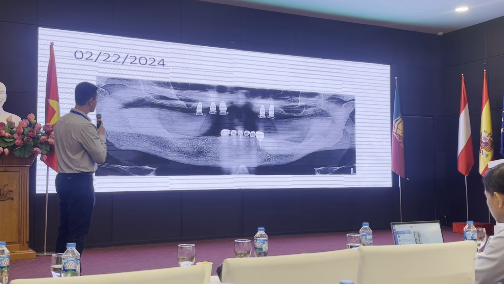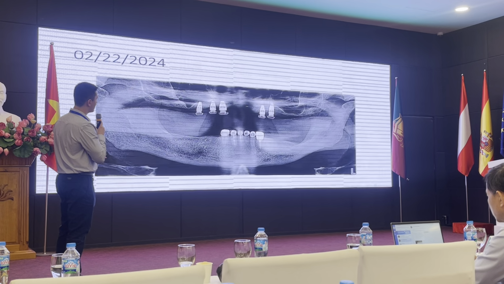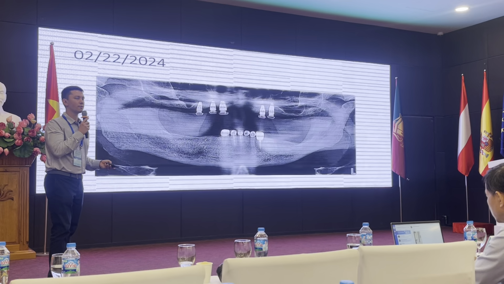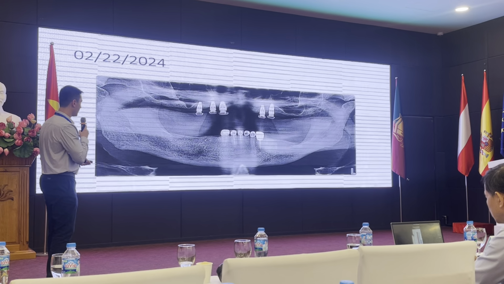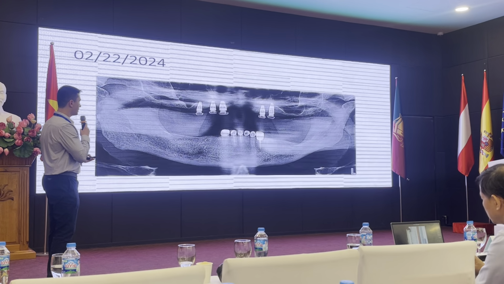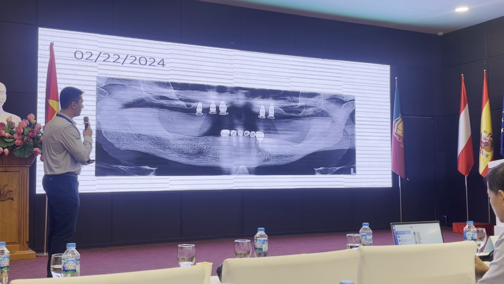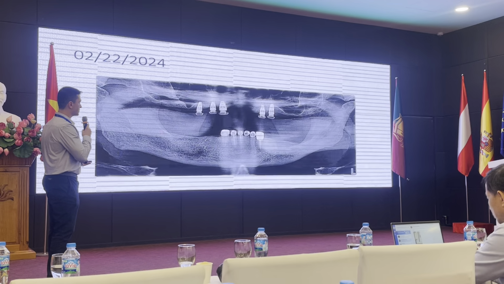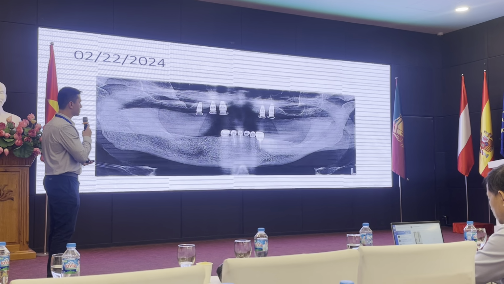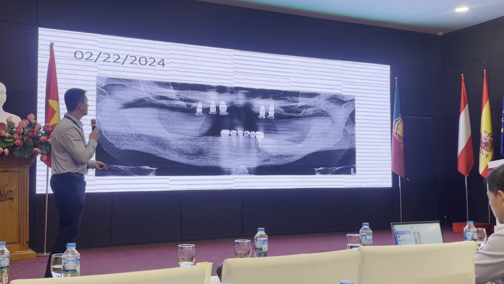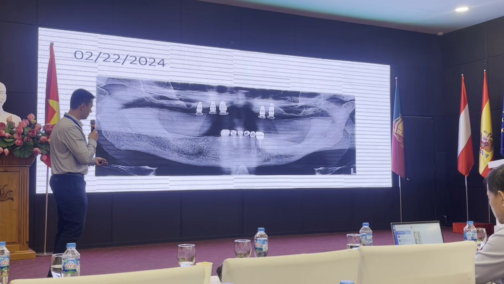Here's how he presents. His implants, they don't look ideal, but they're functioning for him. They're okay. There's no mobility. These implants are over 15 years old, and now he's tired of wearing his partial denture on the bottom. These teeth are very short, they're heavily restored, and they have recurrent decay. So he wants to do implants on the bottom.